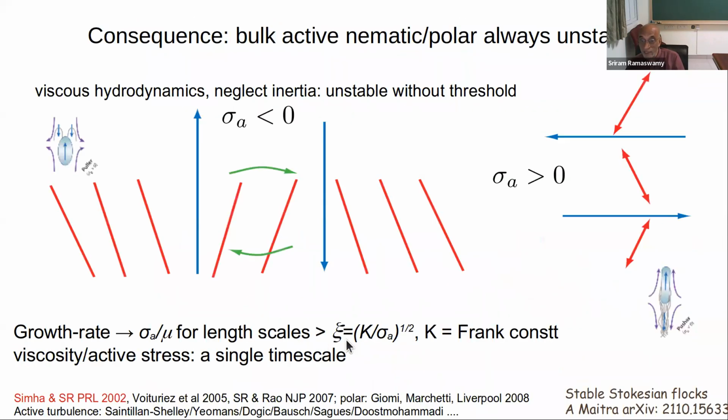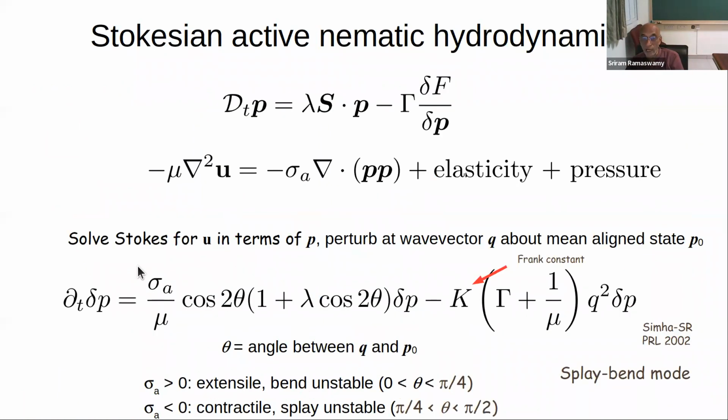That is to say, there is a length scale in the problem, which is the square root of the ratio of the elastic constants to the active stress. Remember, stress has units of force per unit area. Elastic constants for a nematic liquid crystal in 3 dimensions have units of force. This ratio, therefore, is a length squared. Its square root is a length. That length tells you that on length scales bigger than this scale, this guy wins over this guy, and there's nothing you can do about it.